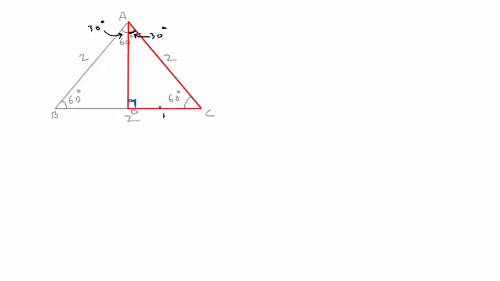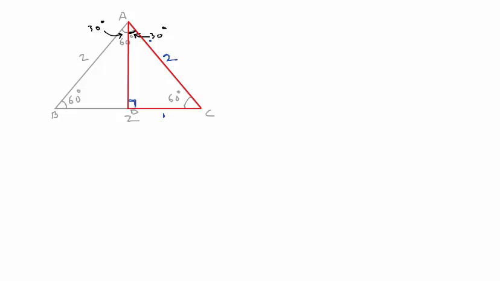This one, DC, must be 1, exactly half of what BC is. And we already assumed AC to be equal to 2 units long. So is there a way we could find out the length of AD? Yes, we could, using the Pythagoras theorem on this triangle.